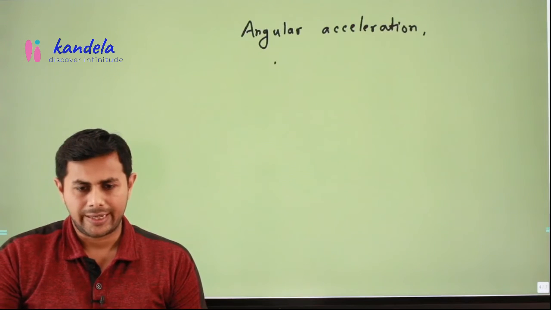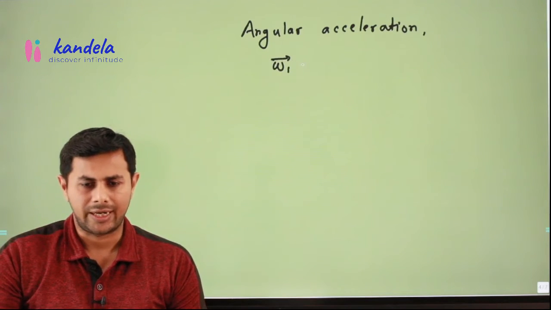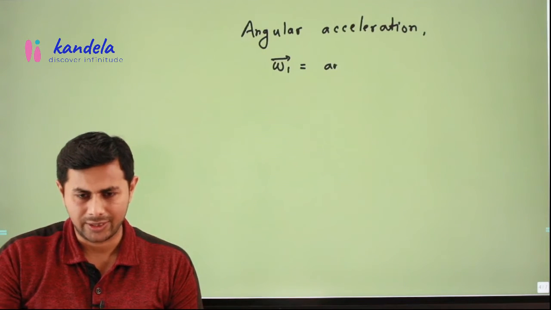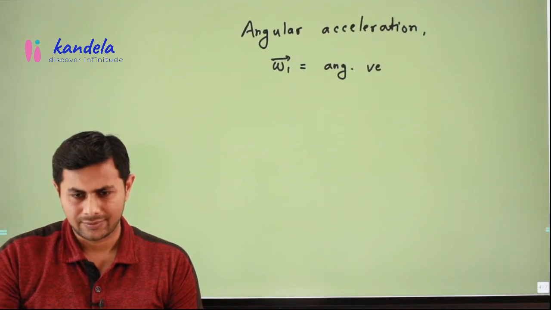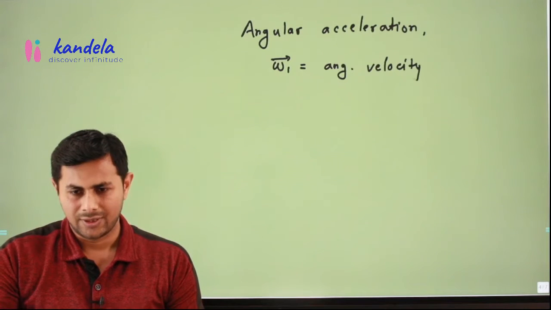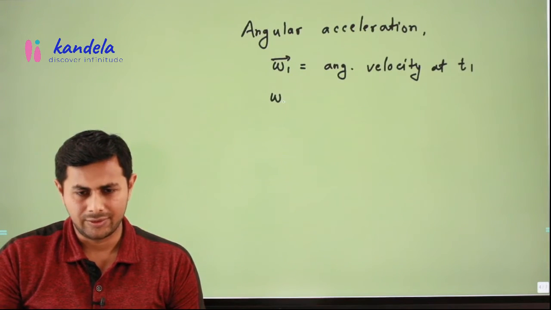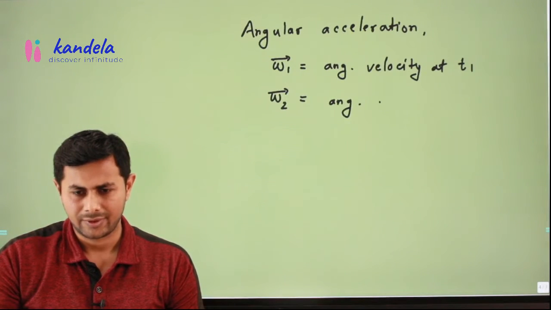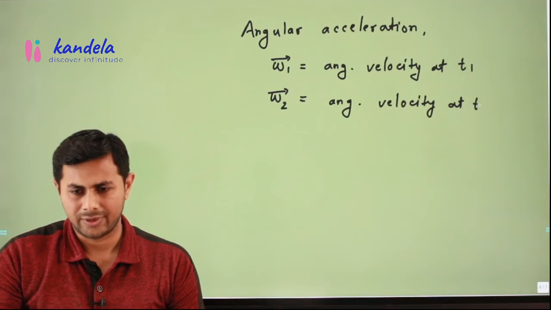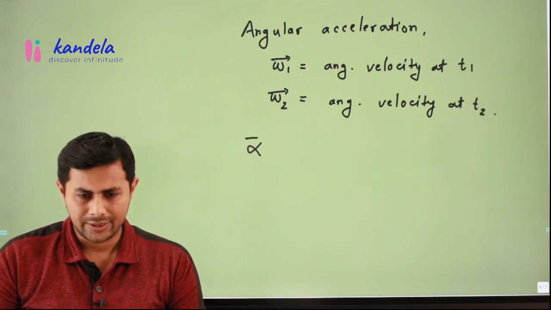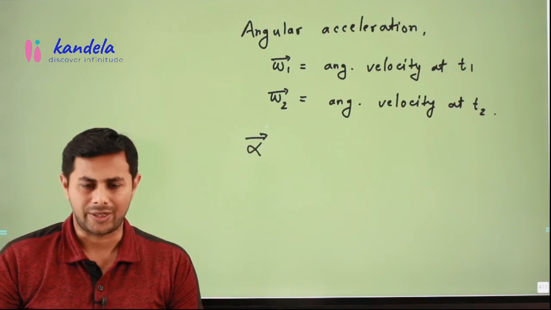Let's suppose at some time t1, the angular velocity is omega 1. What is omega 1? It is angular velocity at time t1, and suppose omega 2 is angular velocity at time t2. Okay. So angular acceleration is denoted by this letter, alpha.